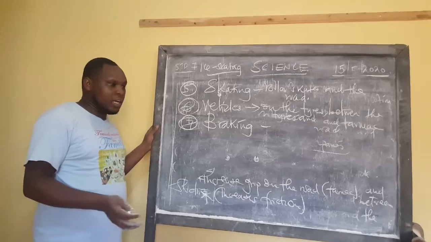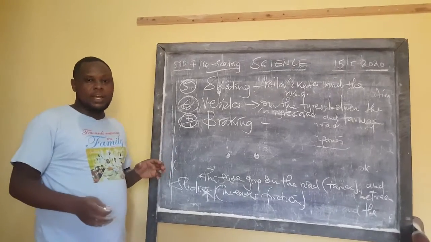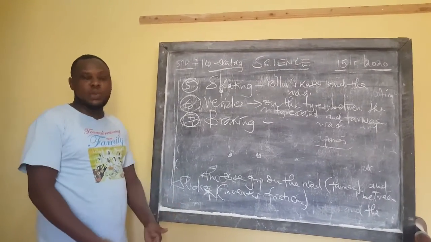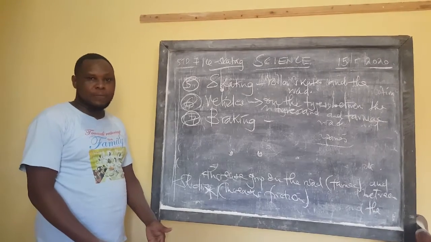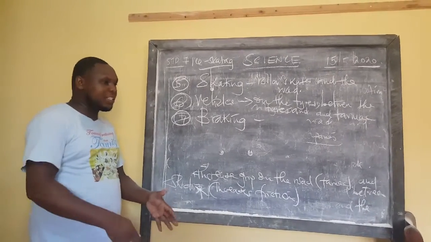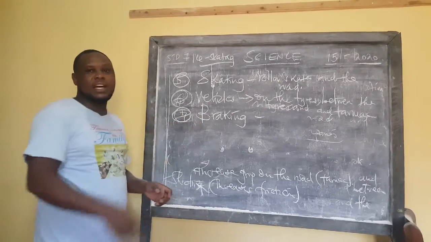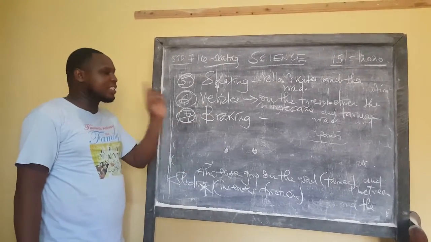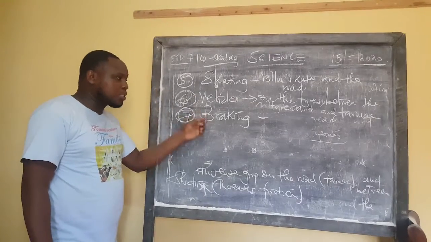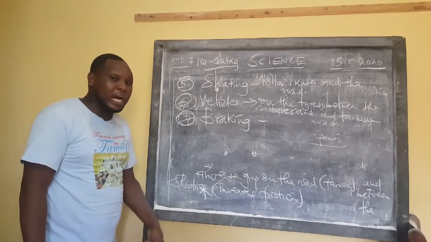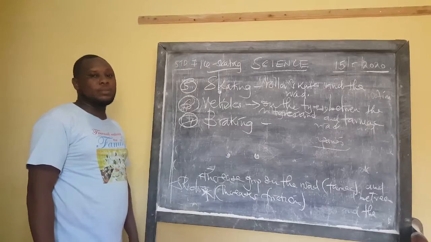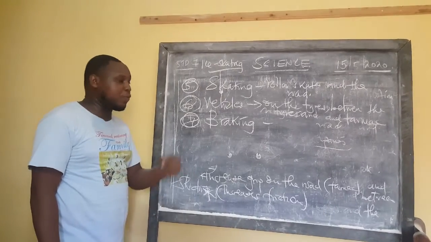So you are running and you want to negotiate a corner. You first apply brakes using your feet. So there's a way you twist your feet so that you can be able to grip the ground and then turn and take another direction. If, for example, you are wearing some shoes that do not have grip at the sole, you're going to fall down. Before you even negotiate that corner, you're going to fall down.